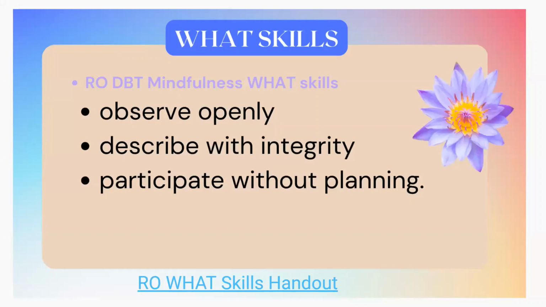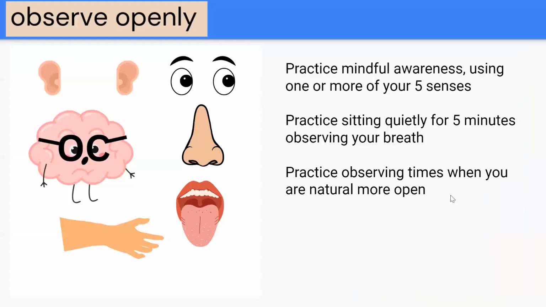The mindfulness "what" skills refer to what we are doing when we're practicing mindfulness. That includes observe openly, describe with integrity, and participate without planning. Observing openly simply means using our five senses, bringing mindful awareness, sitting quietly for 5 minutes, observing your breath. And throughout the day or your week, practice observing times when you are naturally more open.